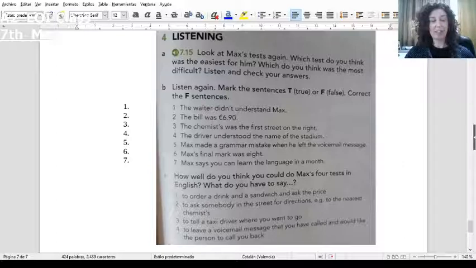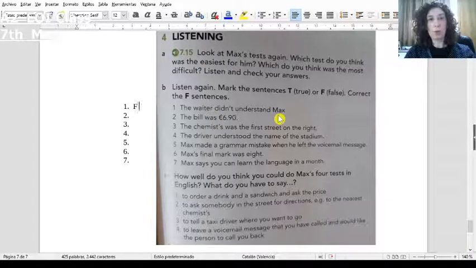Then, it's a kind of reflection. And if you want to listen to it again, voleu tornar a escoltar-ho, teniu el vídeo, podeu escoltar-lo totes les vegades que vulgueu. But now we're going to correct. Number 1. The waiter didn't understand Max.